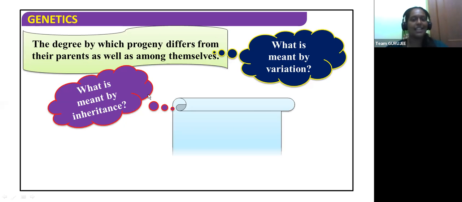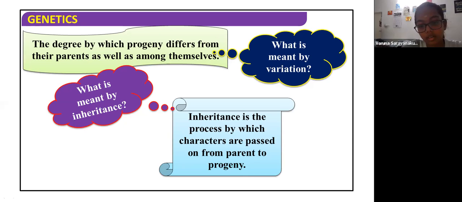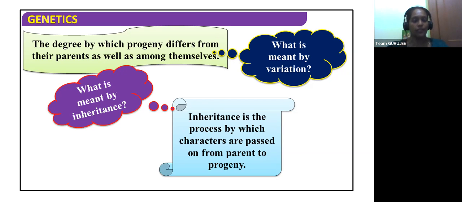What is inheritance? Inheritance is a process by which characters are passed from parents to progeny. So inheritance is a process where the characters are transferred. How is it transferred? You all know about it. By means of gametes. We have already studied that. Now we are going to be learning the mechanism, how they knew this was happening. How did we know that only gametes are transferred and not cells? How did we know that gametes are half of the, yes, Varna?